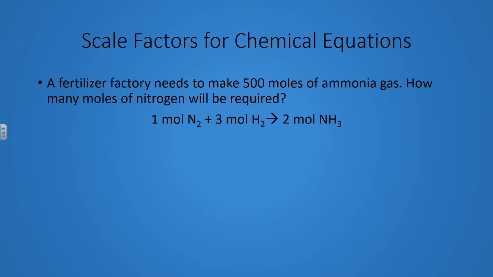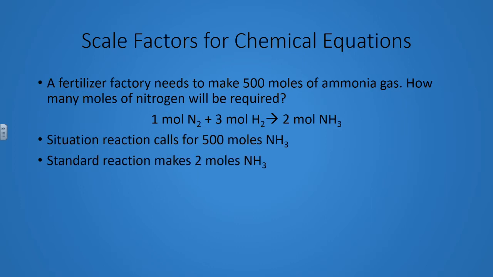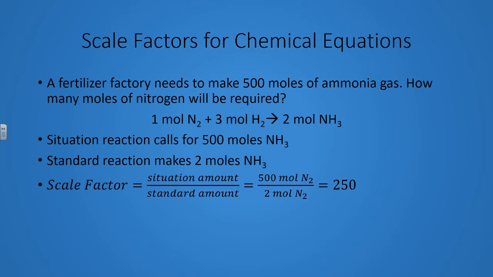Well, when we look at the chemical equation, we can see that 1 mole of nitrogen is what we normally use, and 2 moles of ammonia is what we end up making. So our standard amount is 2 moles. The situation amount is 500 moles. Situation reaction, 500 moles. Standard reaction, 2 moles. Please recall, scale factor is situation over standard. And so we have 500 moles of nitrogen divided by 2 moles of nitrogen, and that gives us 250.